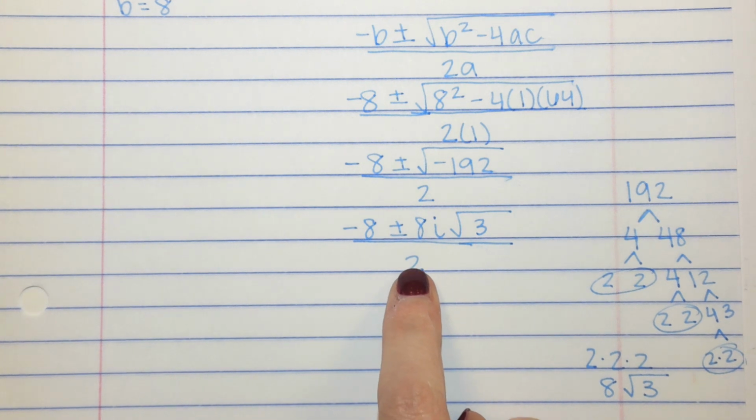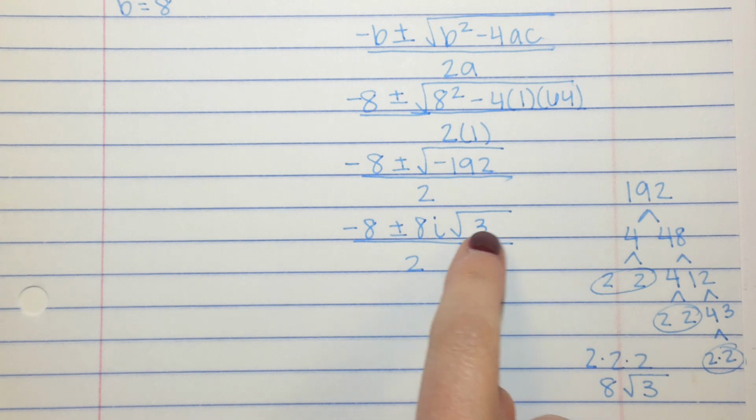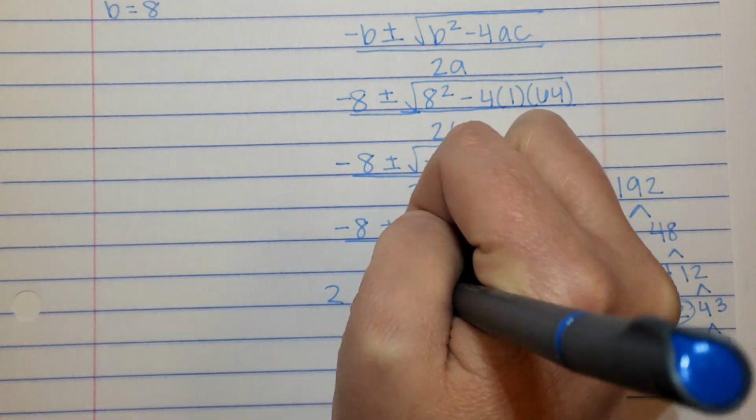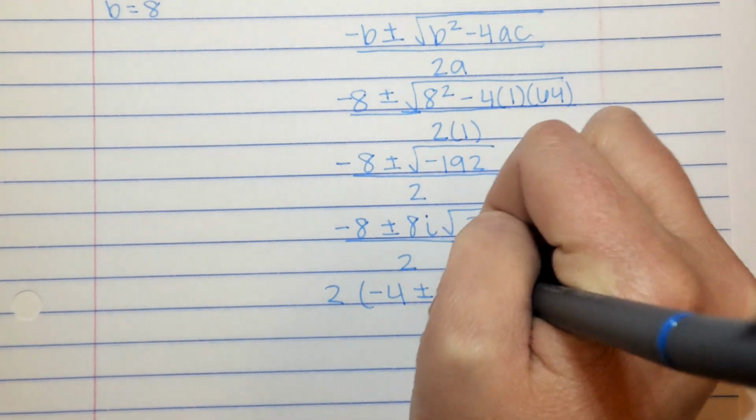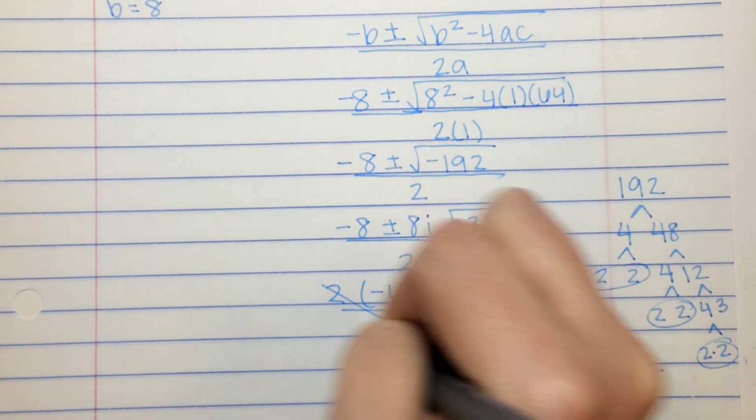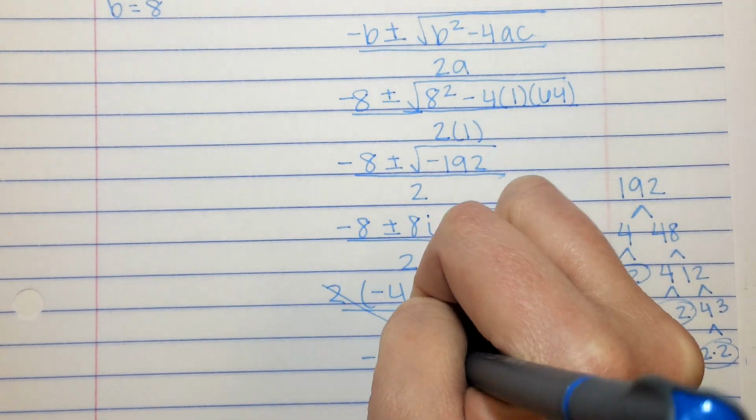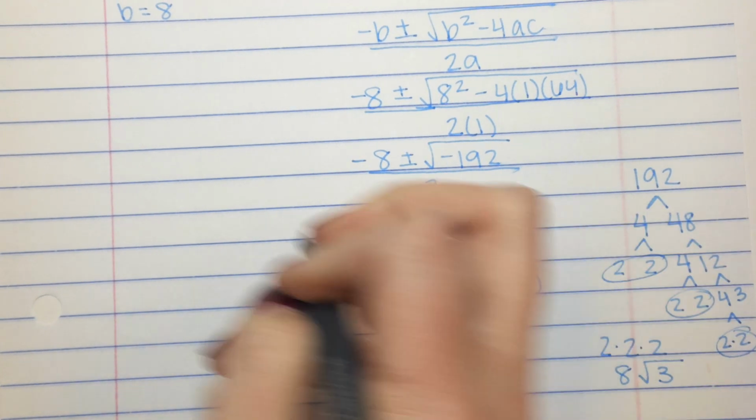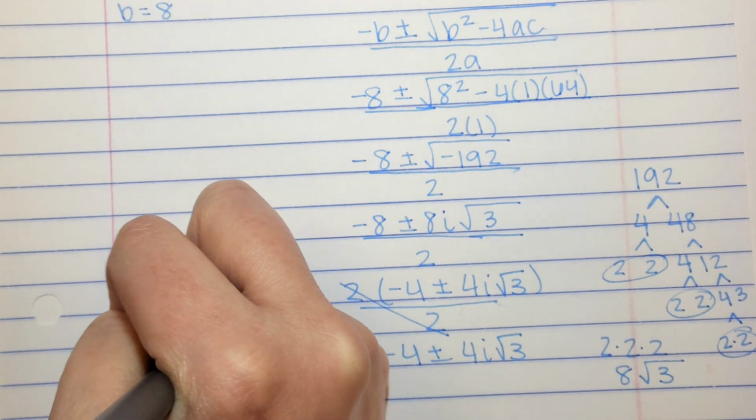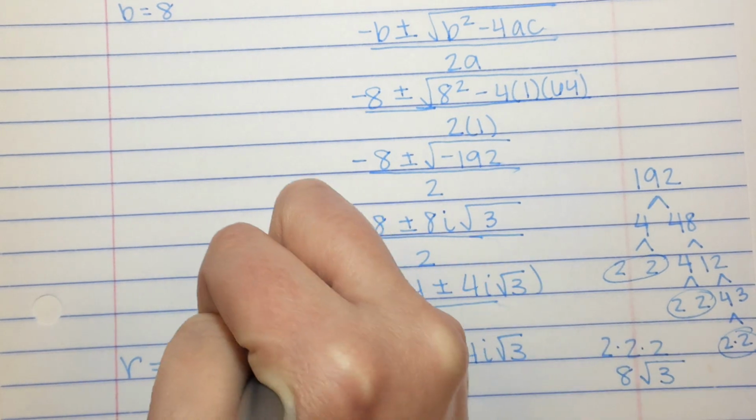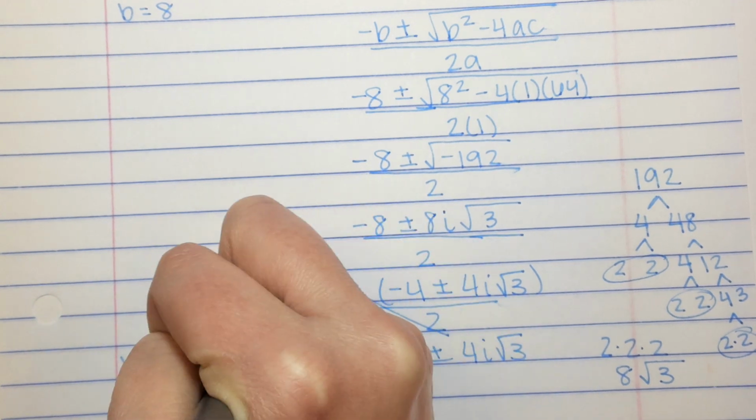Now, we have even numbers on top. We can divide those by 2. So I'm going to pull out a 2 on the top. So I have negative 4 plus or minus 4i square root of 3. That's all over 2. Those 2's divide out. And so I'm left with negative 4 plus or minus 4i square root of 3. And for my solutions, I have r equals 8. And then negative 4 plus or minus 4i square root of 3.